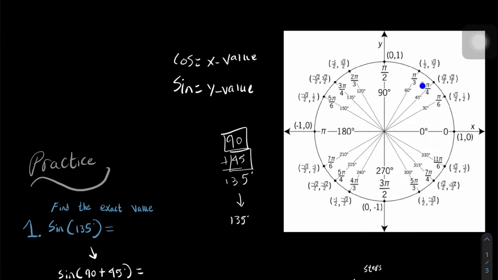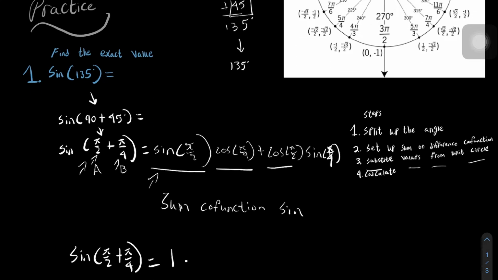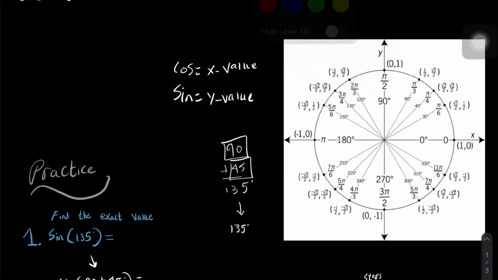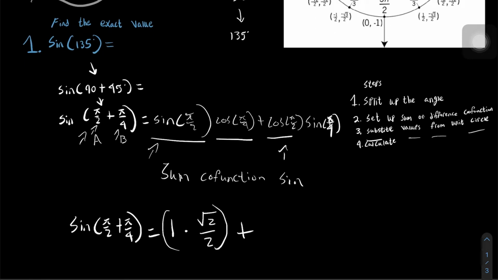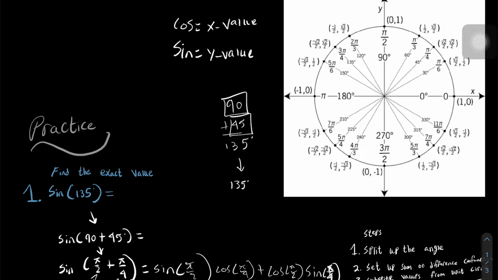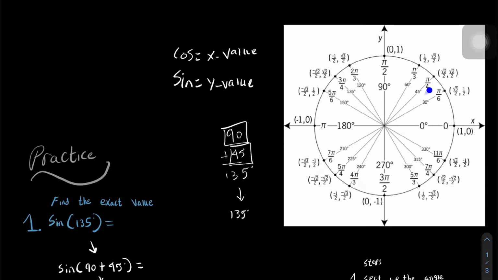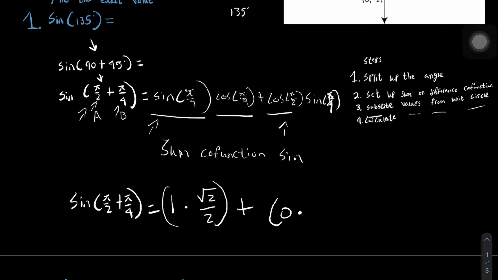So let's look at pi over 4, which is right here. And we need to find the cosine, which we said is the x value. So the x value at pi over 4 is the square root of 2 over 2. So times the square root of 2 over 2. So this is our first part, and this is being added to the cosine of pi over 2. So let's go back to pi over 2 and look at the cosine value, or the x value. So the x value at pi over 2 is 0. So we have plus 0 times the sine value at pi over 4. And we said sine is y. So at pi over 4, the sine value is square root of 2 over 2.